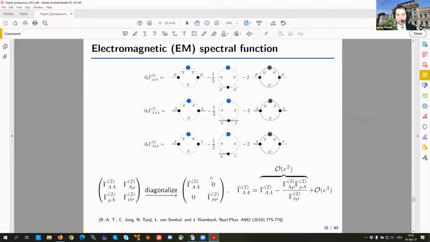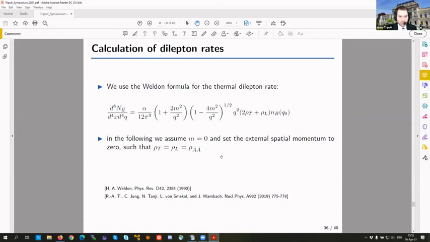And if we have this, we can insert it into, for example, the Weldon formula for the thermal dilepton rate, which you see here. And we did this in a certain approximation. So we took the dilepton mass to be zero, and we set the external spatial momentum to zero such that the transverse and longitudinal electromagnetic spectral functions are the same.